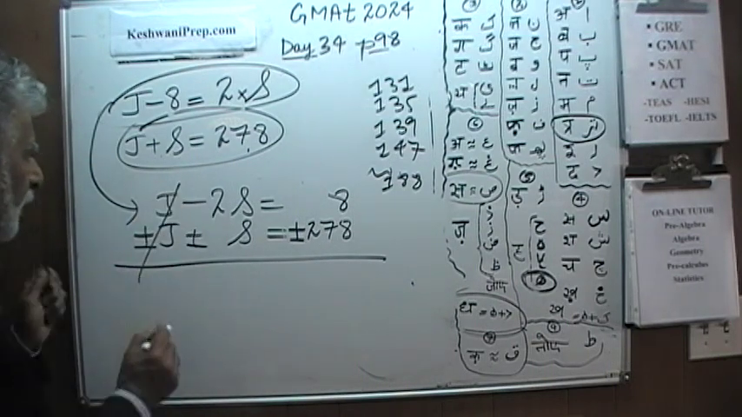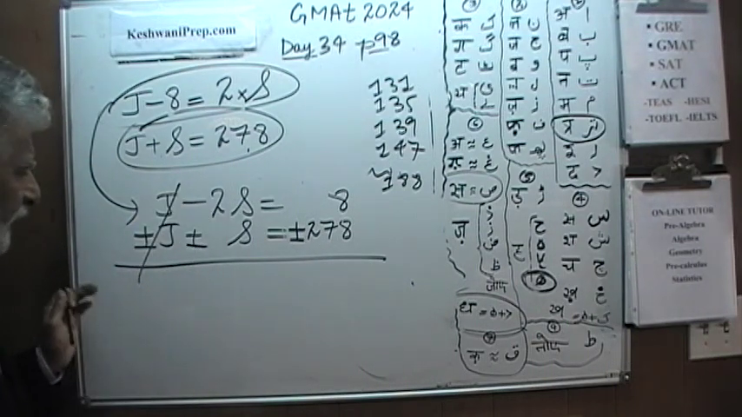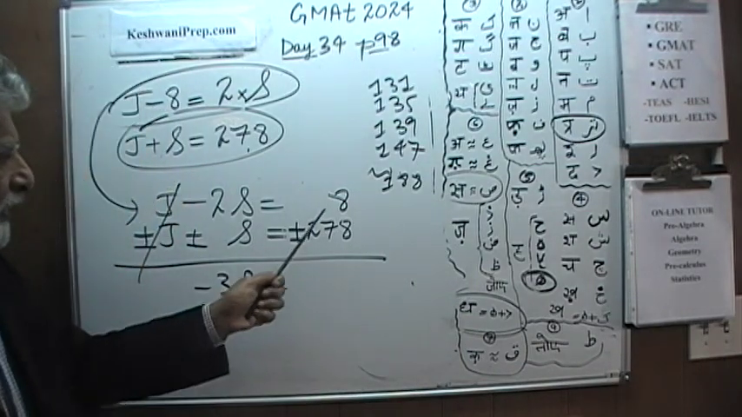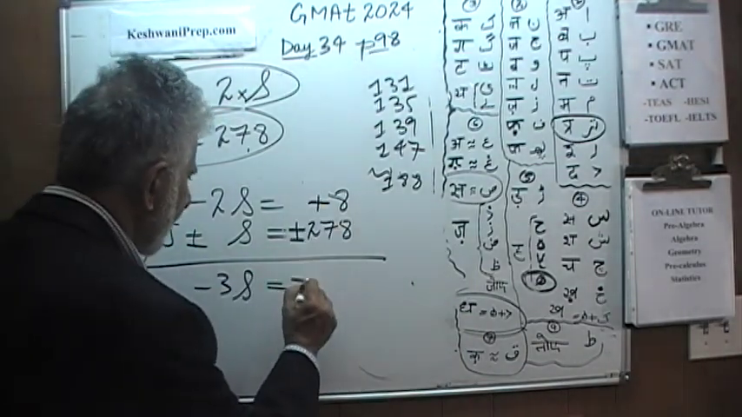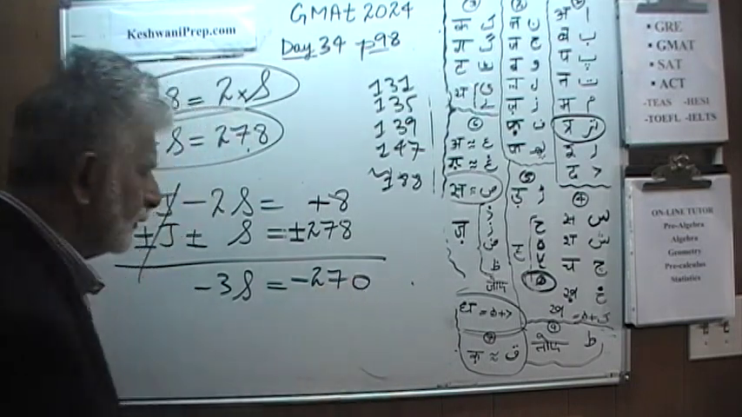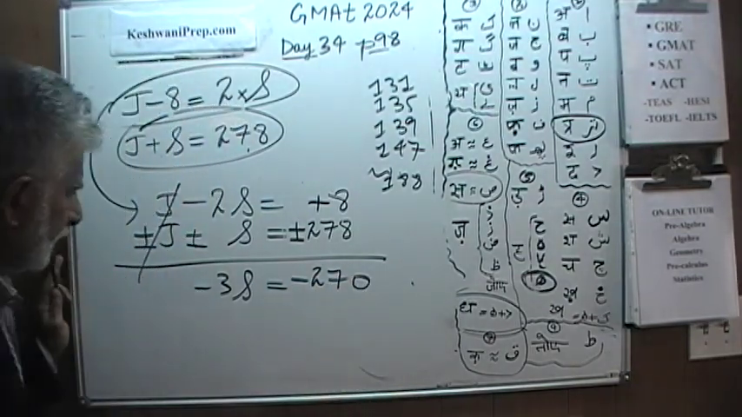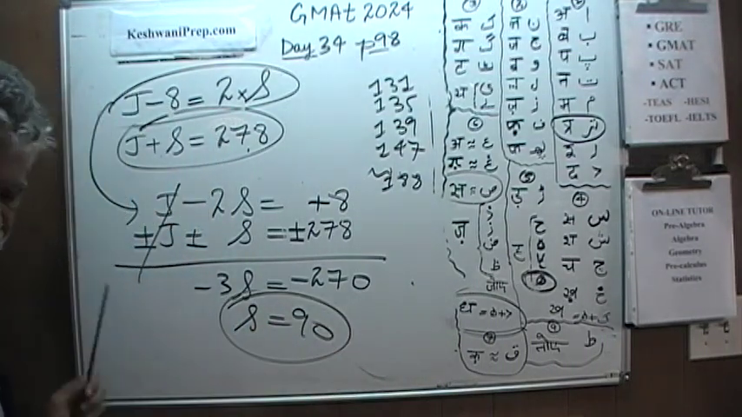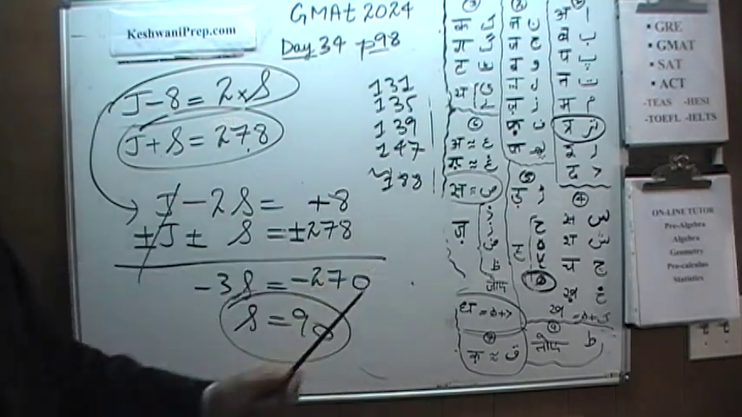J is going to drop out. Negative 2S and a negative S is going to give you negative 3S. A negative 278 and a positive 8 is going to give us negative 270. There we go. Divide both sides by negative 3 and S equals 90. His sister weighs 90 pounds. Luckily, none of the other choices say 90.